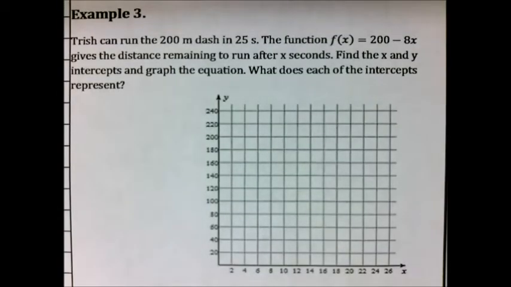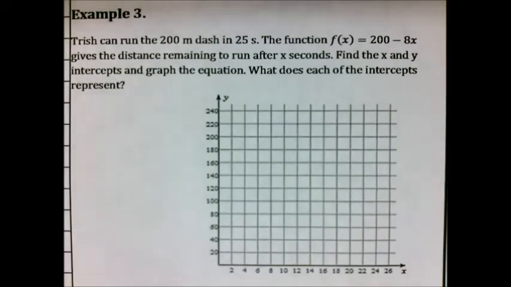Alright, example 3 is a word problem. It says Trish can run the 200-meter dash in 25 seconds. The function f of x is equal to 200 minus 8x gives the distance remaining to run after x seconds. Find the x and y intercepts and graph the equation, and then explain what does each of the intercepts represent. Okay, so let's go ahead and do that.